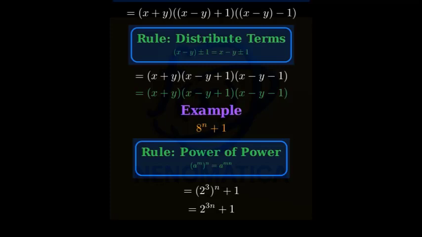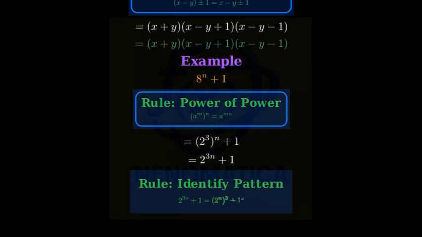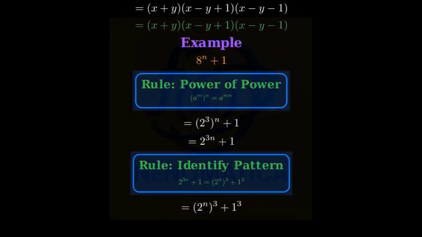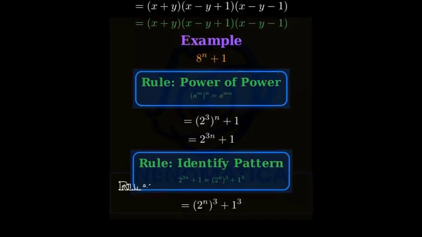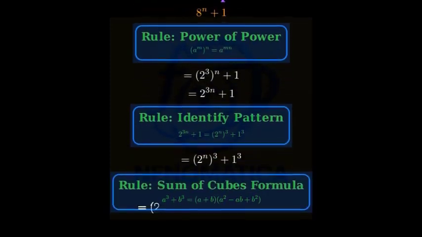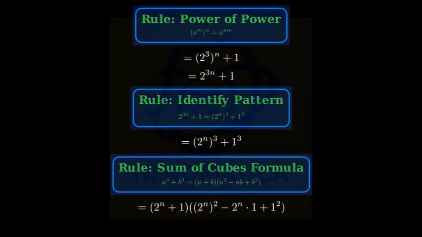Step 2. Let's rewrite our expression to match the standard form. We can see that our expression is of the form aⁿ + 1, where a is 2³, or 8. Step 3. Now we can apply the sum of cubes formula. Remember that a³ + b³ equals (a + b)(a² − ab + b²).